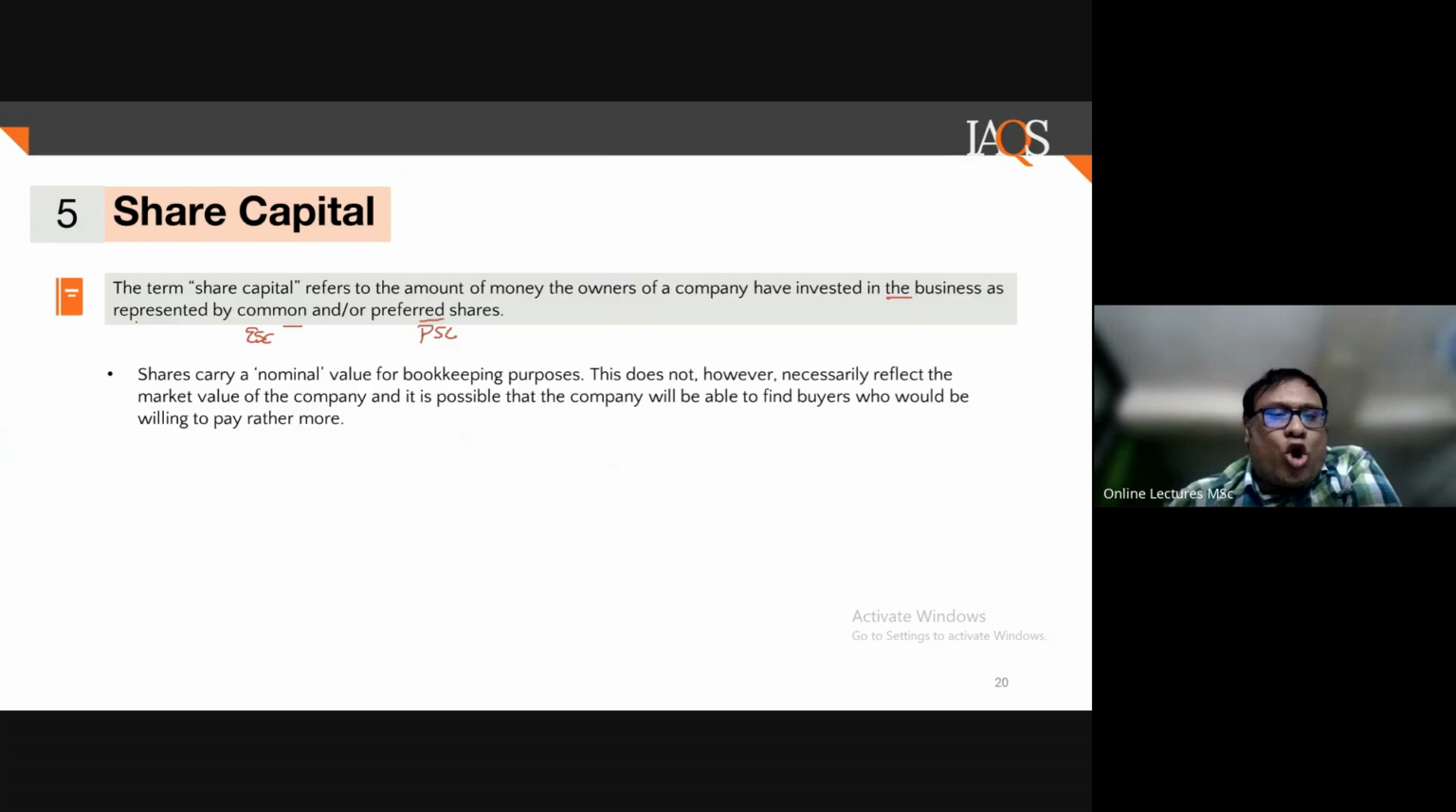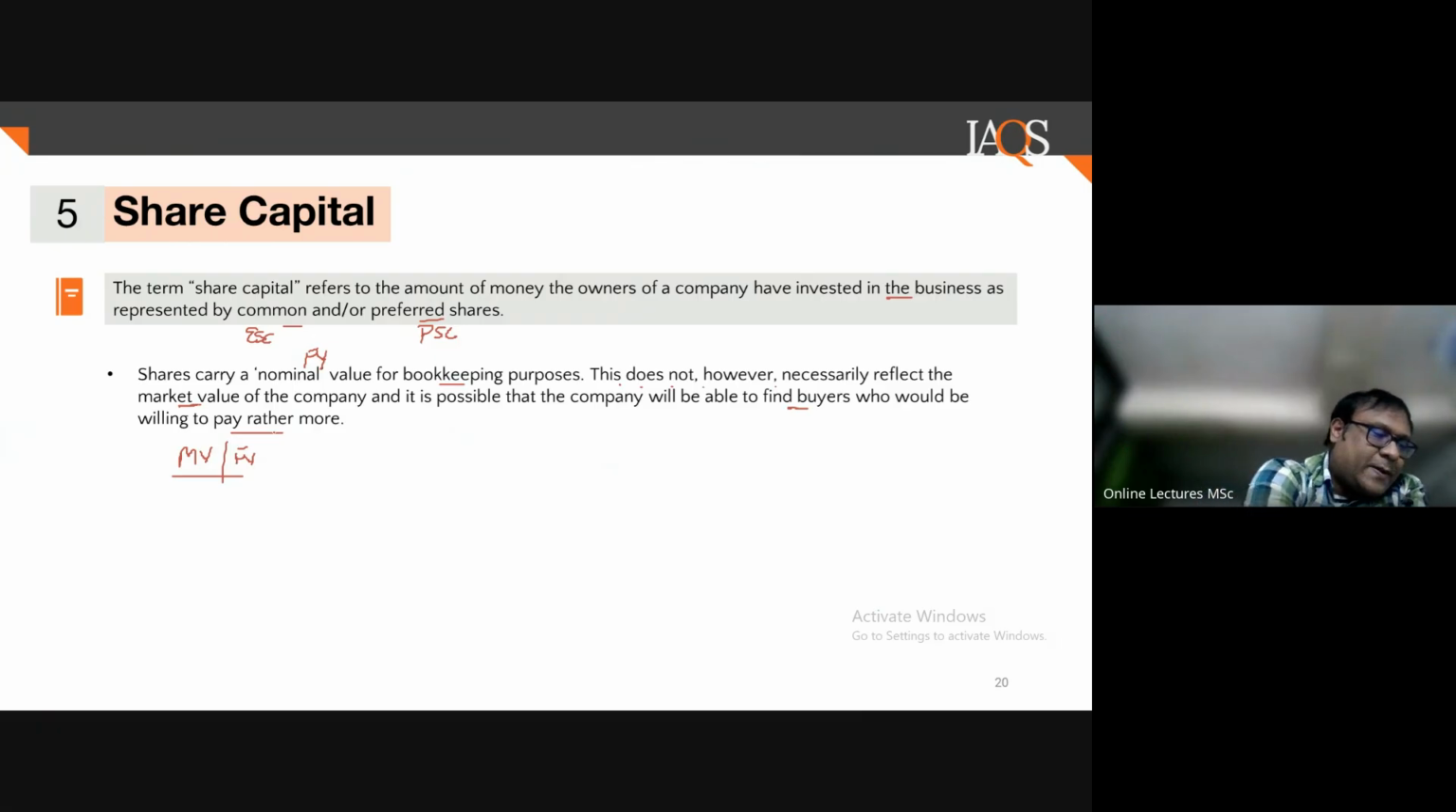Shares can have a nominal value, that's the face value, for bookkeeping purposes. This does not, however, necessarily reflect the market value. The market value and the face value are totally different. It is possible that the company will be able to find a buyer who will have to pay rather more. Of course, the market value will be totally different. As a company, I would like the market value to be higher than the face value.